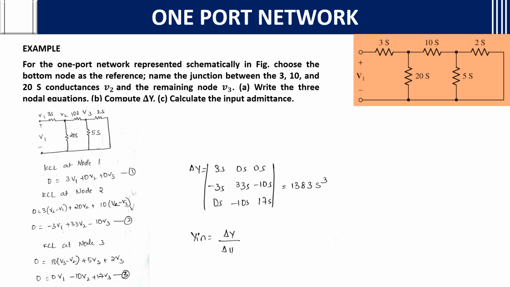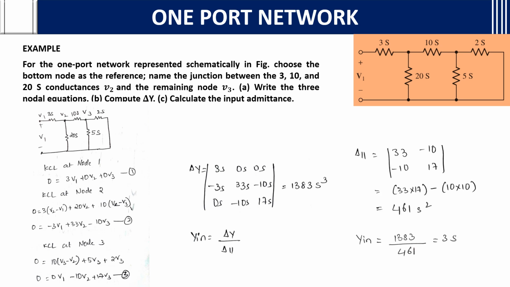After writing this, what will we get? We want Yn, right? They are asking to calculate the input admittance. For Yn, what do we want? Delta Y by delta 11. If you want delta 11, we remove the first column and first row. Then we get delta 11, that is the minor of delta Y. After calculating this, that is 33 into 17 minus 10 into 10, this multiplication minus this multiplication, you will get 461 Siemens square. Here it is not ohm square, it is Siemens square, and here Siemens cube, because it is the admittance. So Yn is equal to 1383 by 461, that is 3 Siemens as the input admittance.